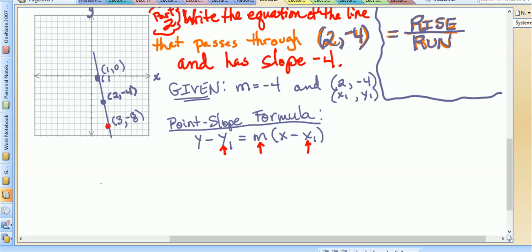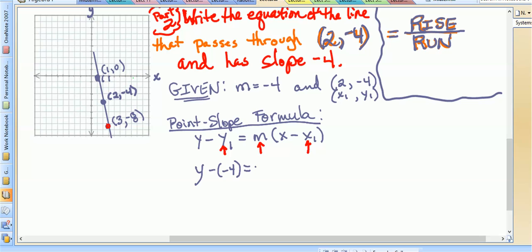I want you guys to just take it at face value, plug the values in, and get the equation. So anything without a subscript will remain a variable. So this first y stays as y. So y minus a -4, right? Minus -4. Be careful with your signs. Okay, and then m is a -4.